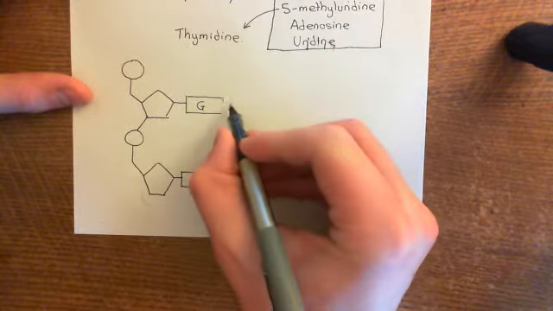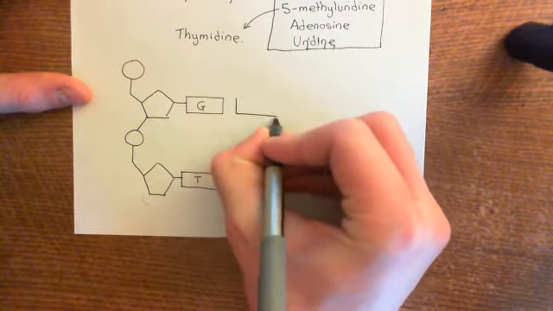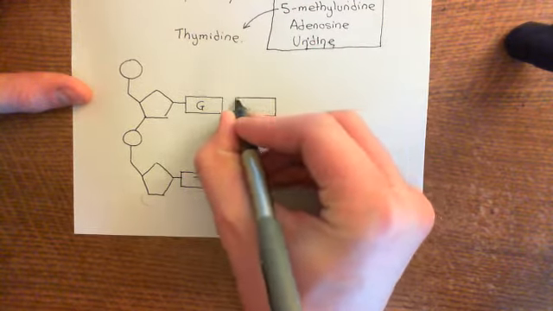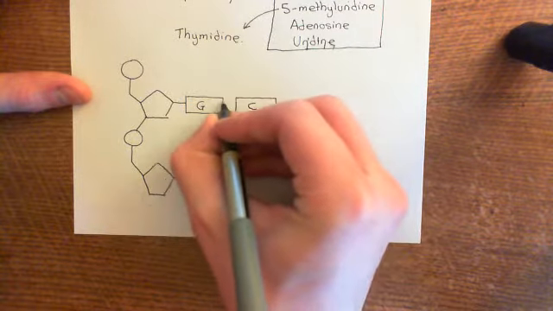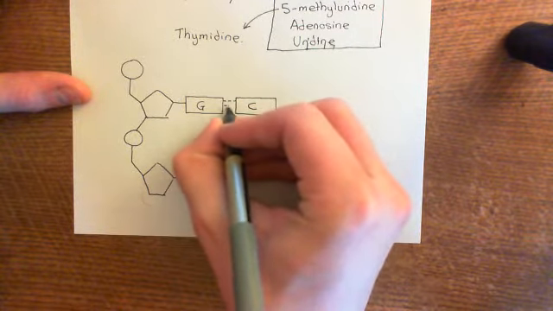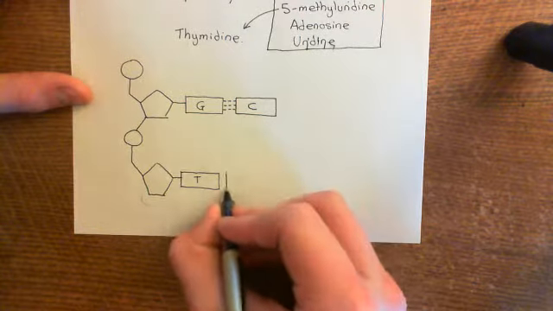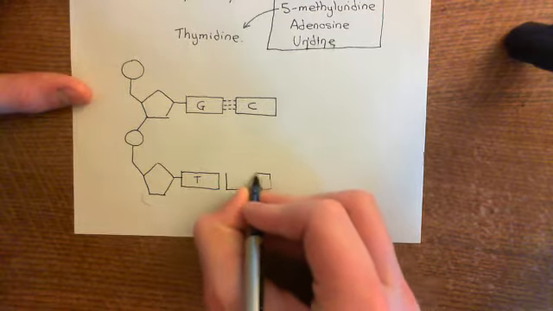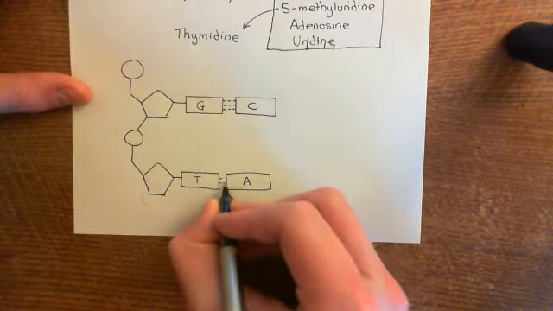Then the other strand will be here, and it will be complementary, so the organic bases you have will be complementary to the organic bases here. So you'll have a cytosine here, and there are 3 bonds between guanine and cytosine, so I'll put those there. And then here you'll have an adenine, and there will be 2 bonds between adenine and thymine.